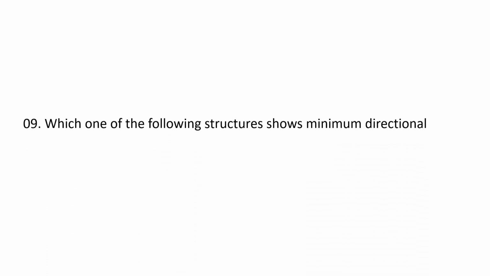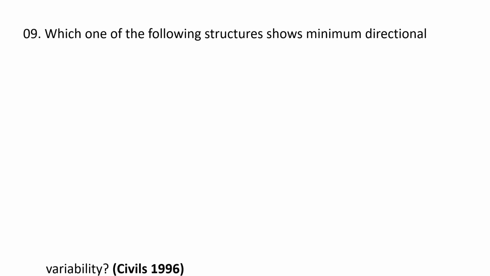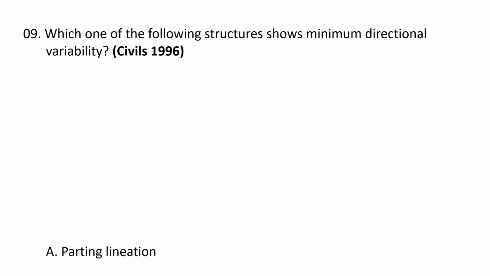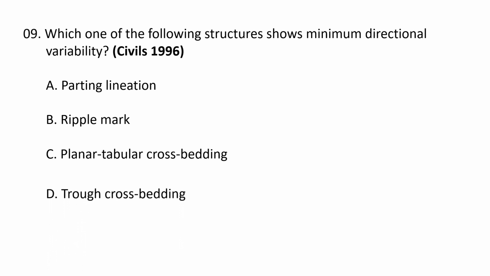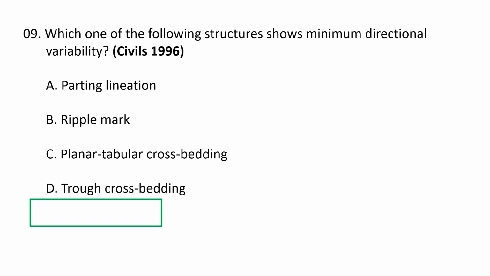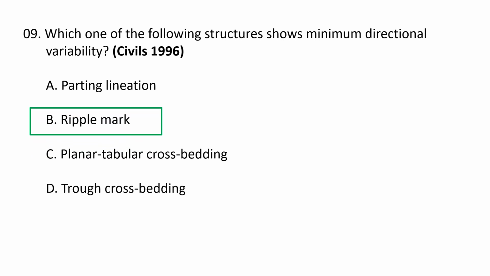Next question. Which one of the following structures shows minimum directional variability? A. Parting lineation, B. Ripple mark, C. Planar tabular crossbedding, D. Trough crossbedding. So the correct answer is B. Ripple marks. This is the structure which shows the minimum directional variability.